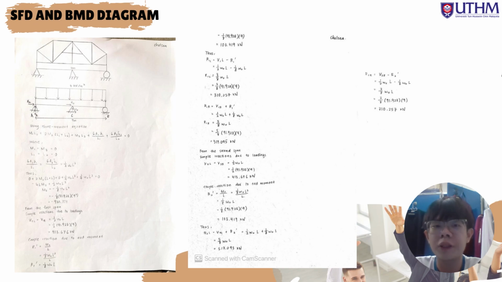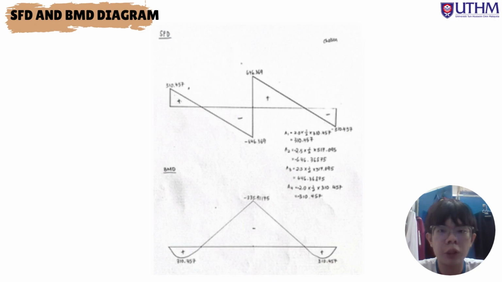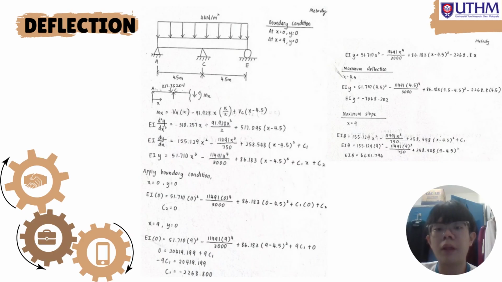After that, we will determine the shear force and bending moment acting on the beam by applying an equilibrium analysis on the beam portion. A free body diagram is drawn so that it is easier to find the shear force and bending moment. On this slide, we are showing the shear force diagram and the bending moment diagram. The maximum shear force is 646.369 and the maximum bending moment is 335.61175.